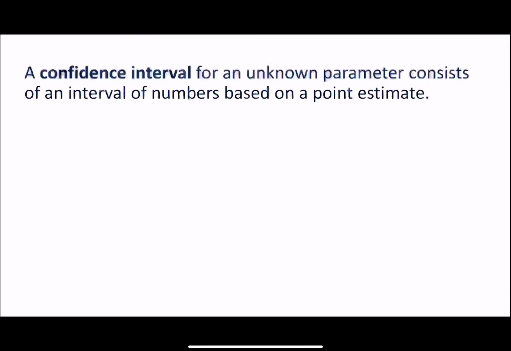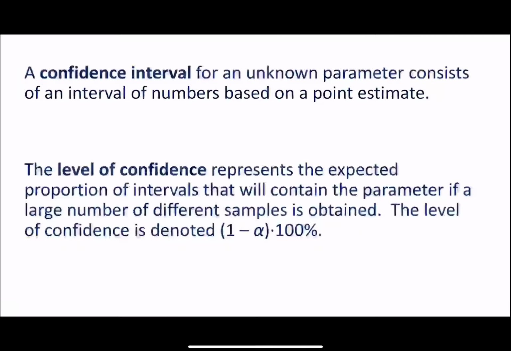So make sure when you have these types of population problems, you are using the point estimate. All right. A confidence interval for an unknown parameter consists of an interval of numbers based on a point estimate. The level of confidence represents the expected proportion of intervals that will contain the parameter if a large number of different samples is obtained. The level of confidence is denoted like this. Don't worry, it's going to look a little bit better as we get into it. This looks really confusing, but once we're actually using numbers, hopefully it'll make more sense.